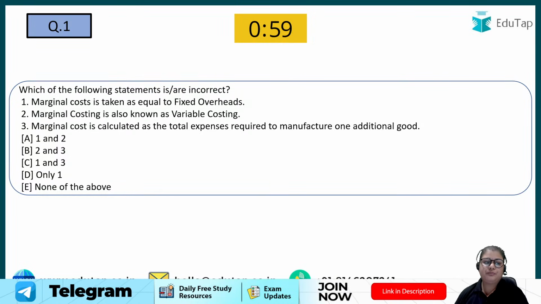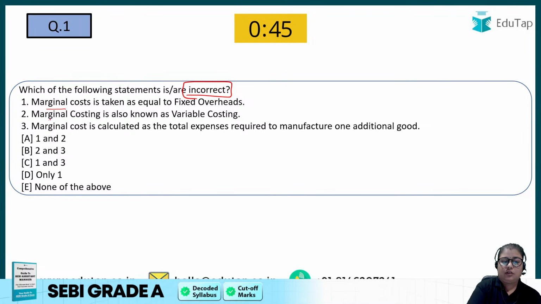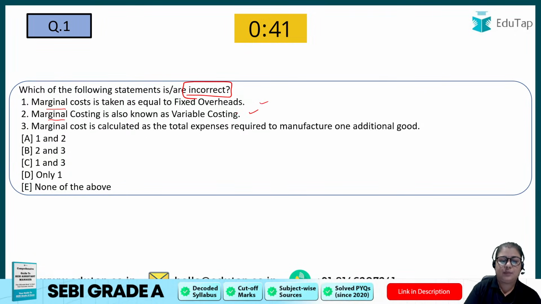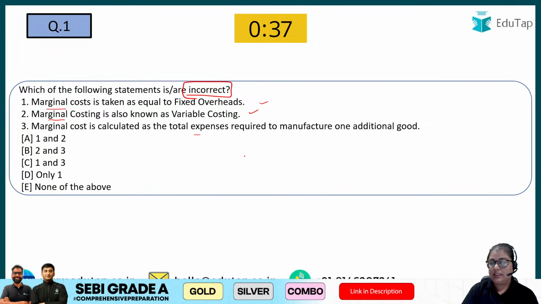Okay, moving on to the first question. Which of the following statements are incorrect? Always see if they are asking you about the correct statement or incorrect statement, and do not get it wrong. So they're talking about marginal cost. Marginal cost is taken as equal to fixed overheads, is also known as variable costing, or marginal cost is calculated as the total expenses required to manufacture one additional good.